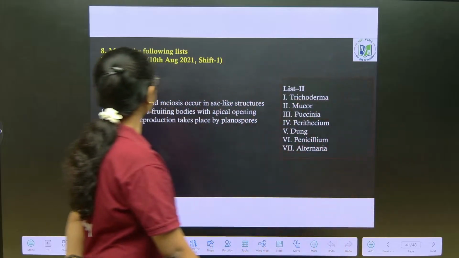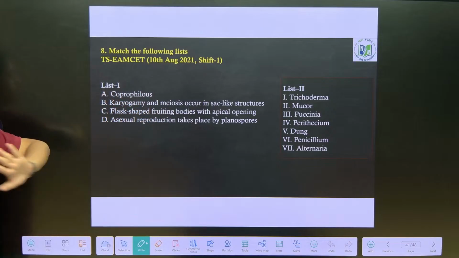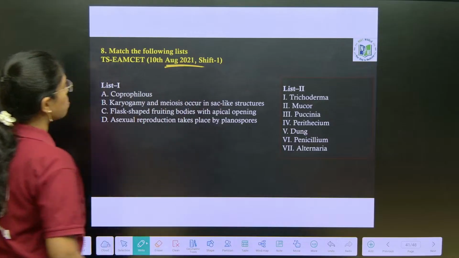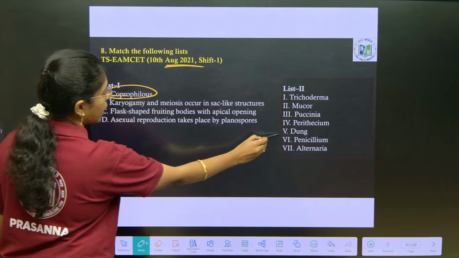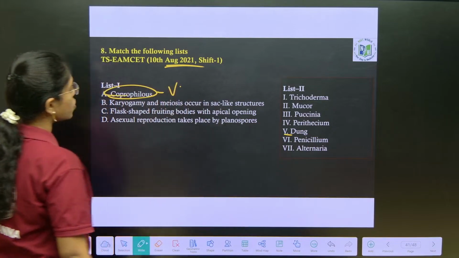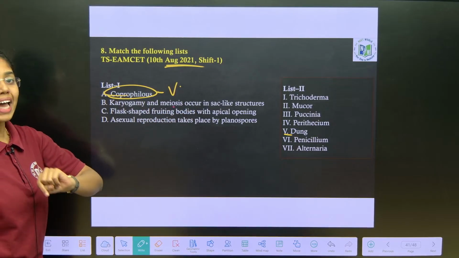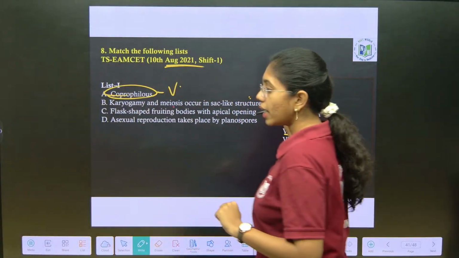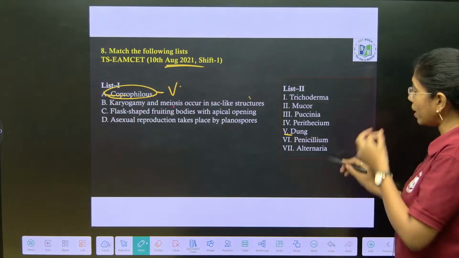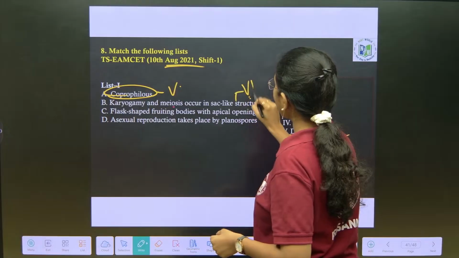Next question. Match the following type, based on different characteristics and examples. This is how you have to decode and answer, which was asked in 2021 EAPCET. Coprophilous, whose habitat is what? Dung. So, here you can go with option 5, A is 5. Karyogamy and meiosis occur in sac-like structures. Those sac-like structures are asci, observed in Ascomycetes. What is an Ascomycetes example here? Penicillium, right? So, B you can take as 6.